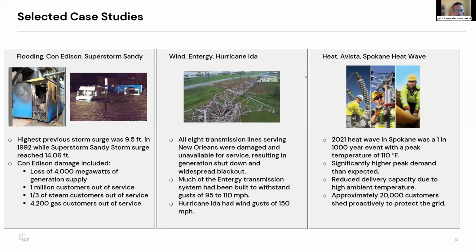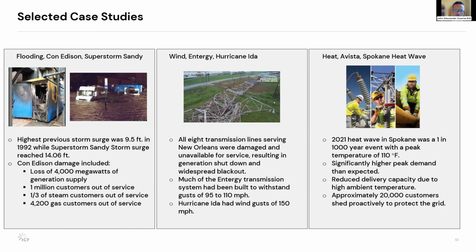And finally, just 3 case studies. I know that there'll be more case studies in the latter parts of these sessions. But for flooding, Superstorm Sandy in New York, for Con Edison, significant amounts of damage. Storm surge was greater than ever experienced before, and over 1 million customers out of service.